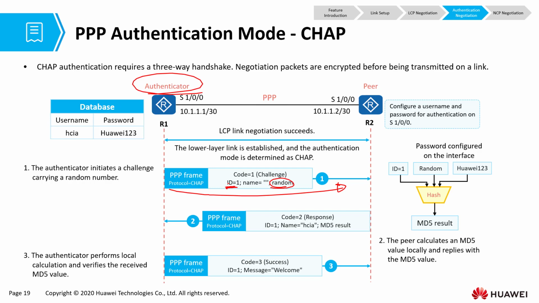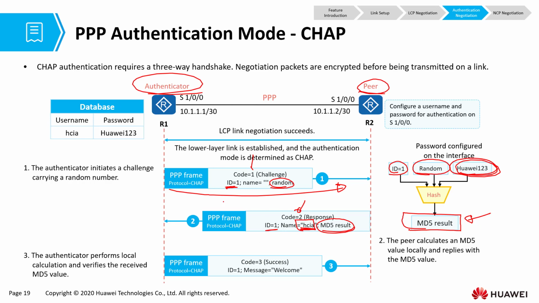and the ID. Now, when the peer receives this challenge packet, the peer will perform an encryption calculation in MD5. It's going to create a hash. It's going to get the ID, combine it with the random number and its password, and generate an MD5 result. It is this result that it sends with its username. Notice that inside the generation of this result, there was the password. Now it sends its username and the MD5 result plus the ID. This is the response, and its code is 2. The code of the challenge is 1.